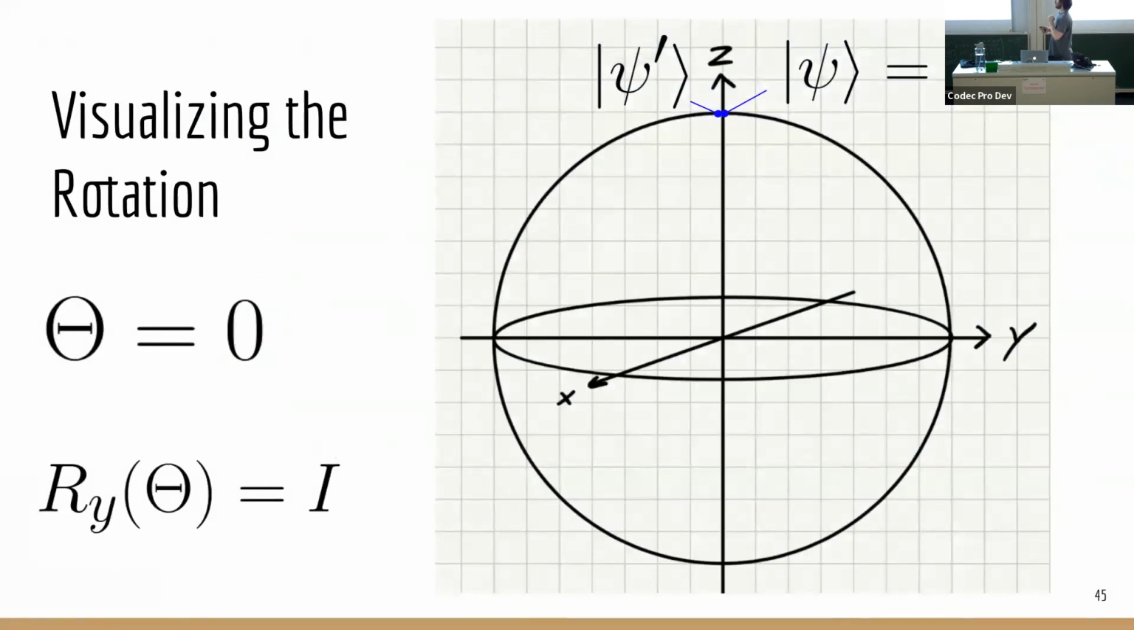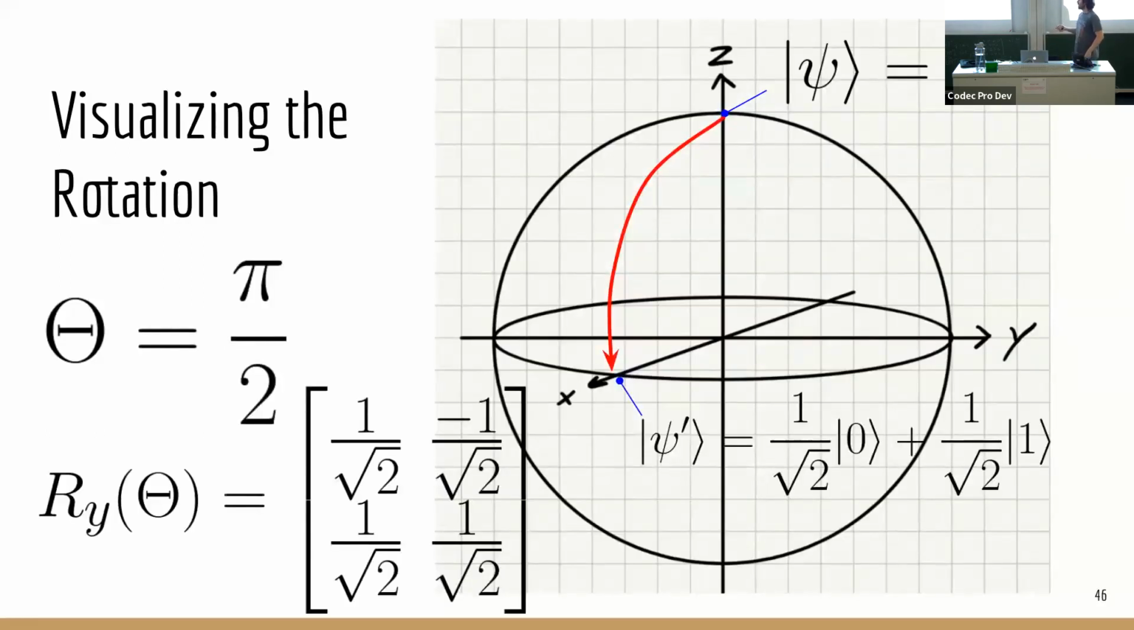Now I want to visualize how the qubit is changing with respect to our parameter theta on the Bloch sphere. So if we start at the North Pole as before, and we have a theta equal to 0, then we can show that our Y rotation matrix is equivalent to the identity matrix. So nothing is changing here at the top. Psi prime is just equal to psi.